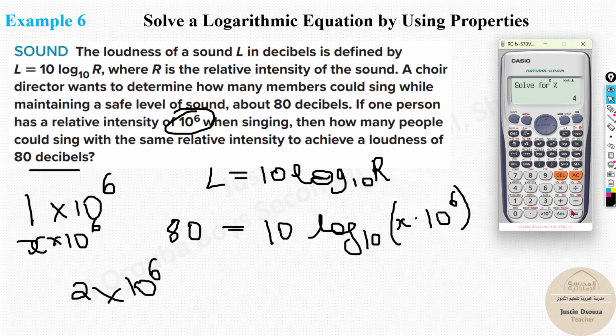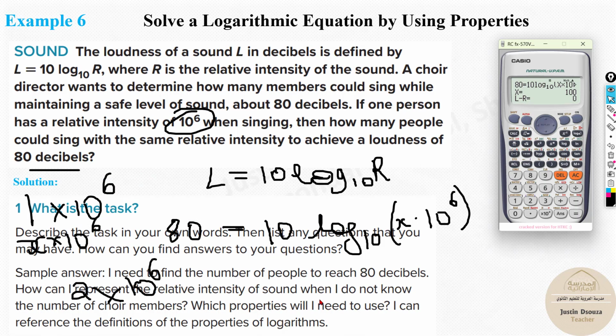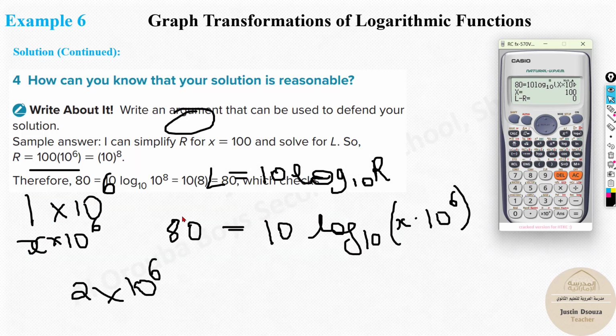Now when you solve, you'll get the answer. You need to press equals, and it's 100 people. So basically 100 members. You can read this; they have explained it in different ways, but if you understand this concept, that's it. So totally 100 people can be used in the choir with the intensity of 10 to the power 6, whereas the total loudness of 100 people with this intensity will be 80, and that is the safe limit. So a maximum of 100 people can be used in the choir. A choir is a group of people singing songs.